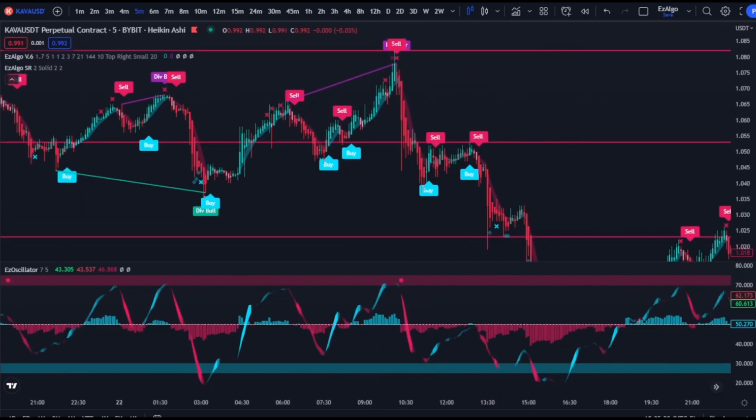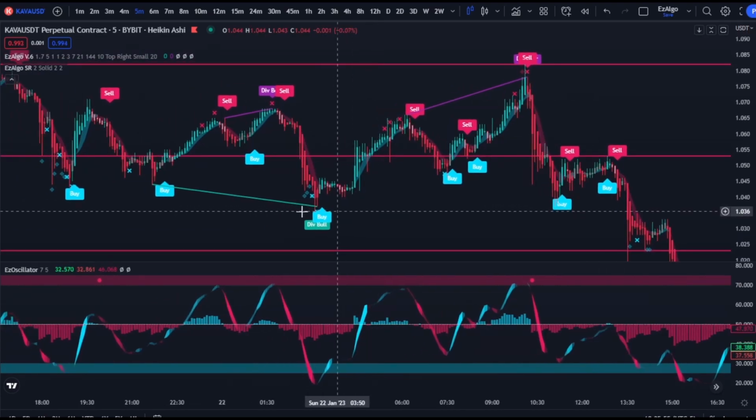Now, something else you want to be aware of are the coins that you're trading. This strategy works best on some lower cap altcoins, some smaller altcoins, and the reason being is that these are volatile, which is what we want. We want smaller coins that are volatile so we can take advantage of these swings.